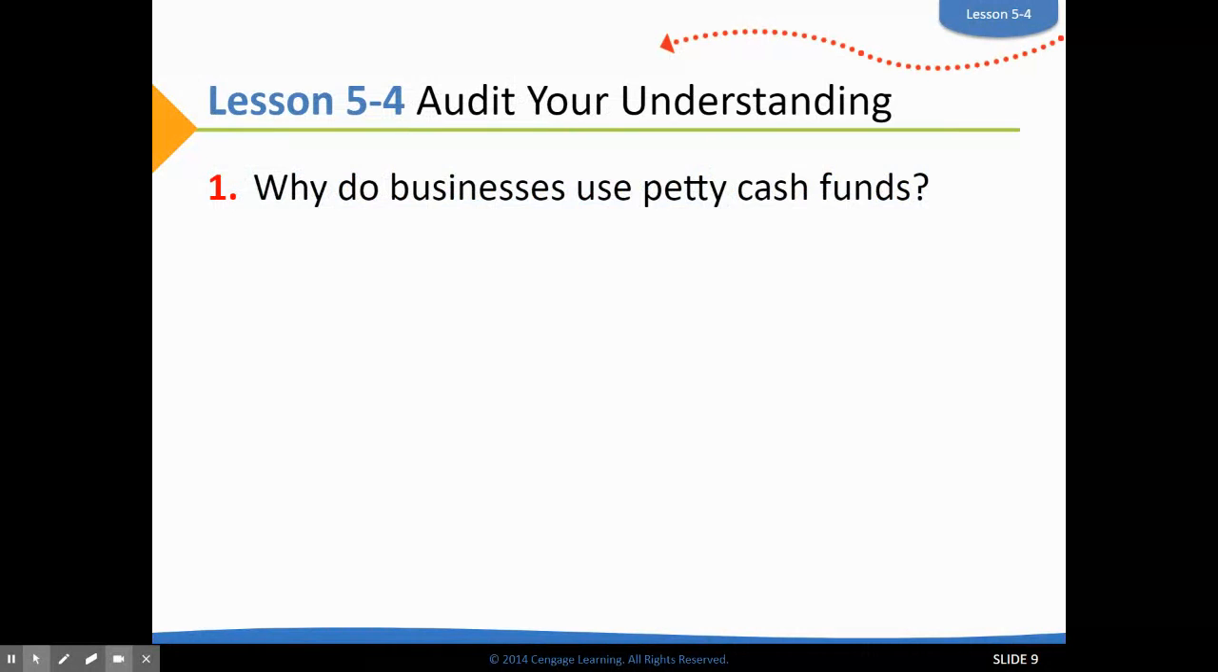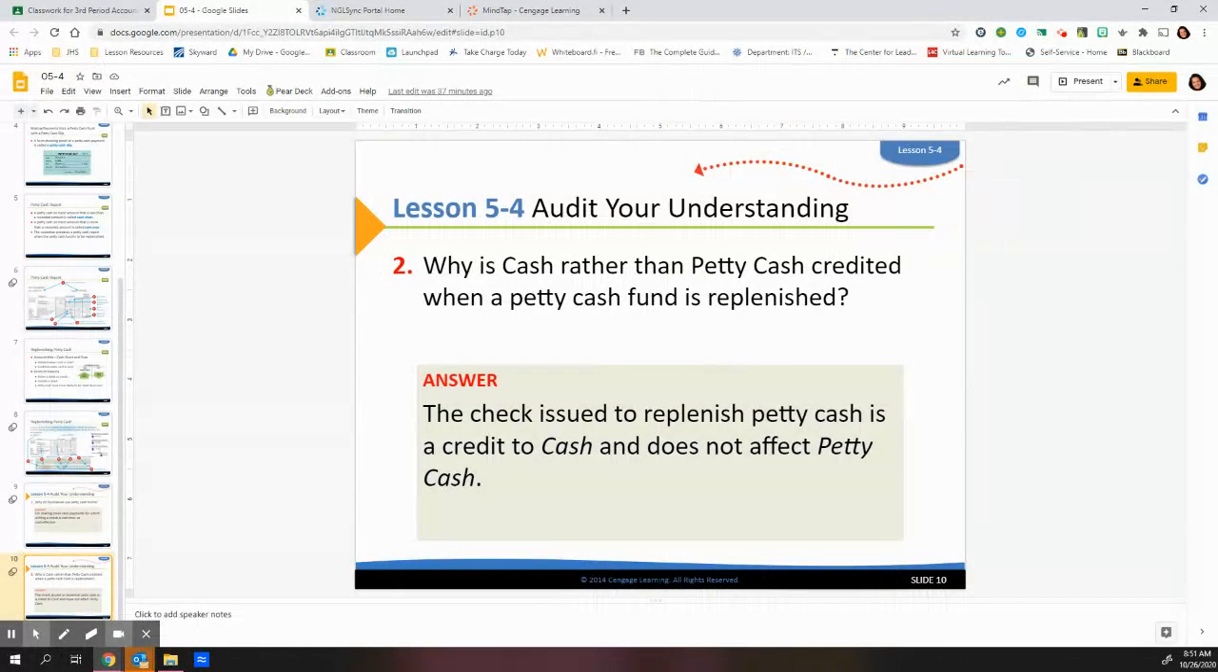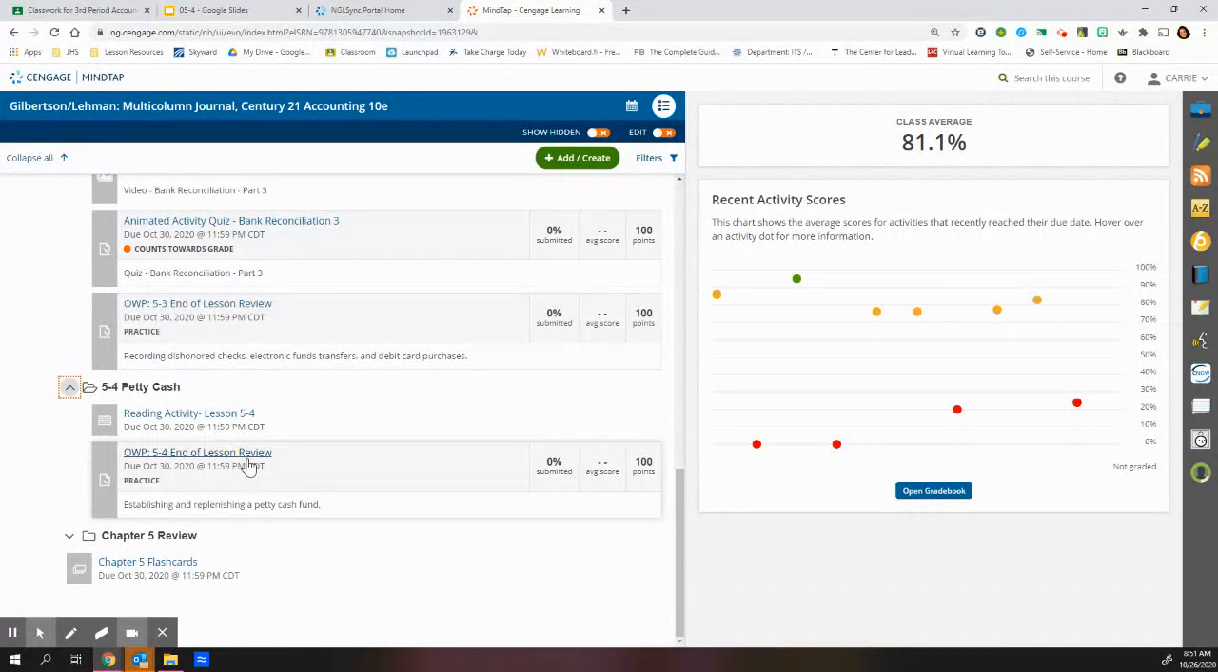So why do businesses use petty cash funds? For making small cash payments for which writing a check is not time or cost effective. Okay, so let's go ahead and go to our NGL sync, and let's go to our end of lesson review for 5-4.